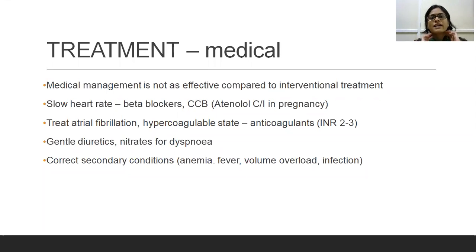And lastly, correct the secondary causes that precipitated the symptoms. So when you have a patient with anemia, you can give a blood transfusion along with diuretics. When you give a blood transfusion, the patient will go into fluid overload, right? So then you can give diuretics. So correct the anemia, control the fever, control the volume overload, correct the infection. So this is as far as your medical treatment is concerned.